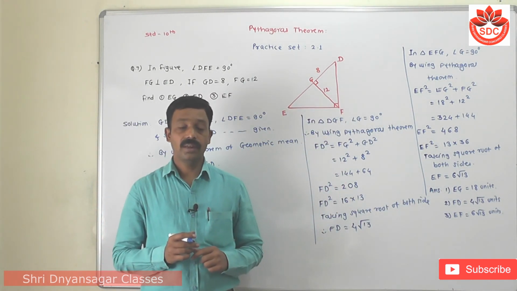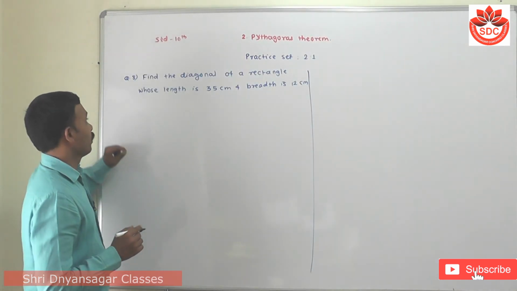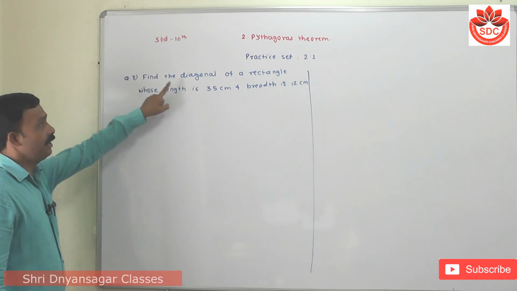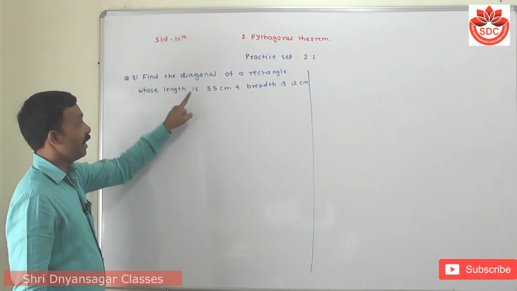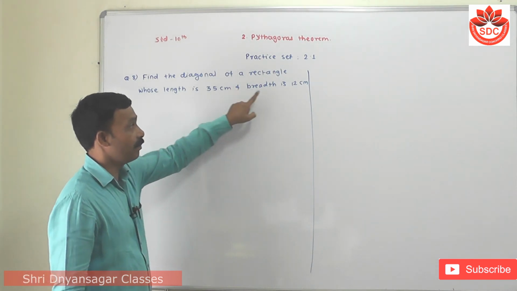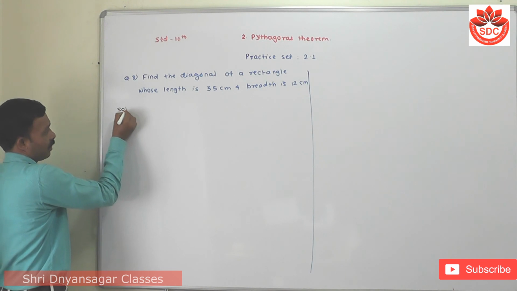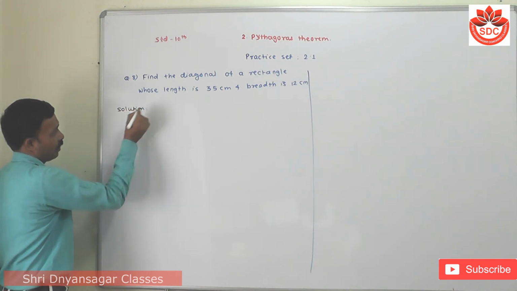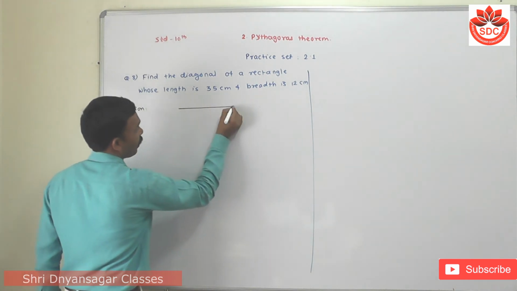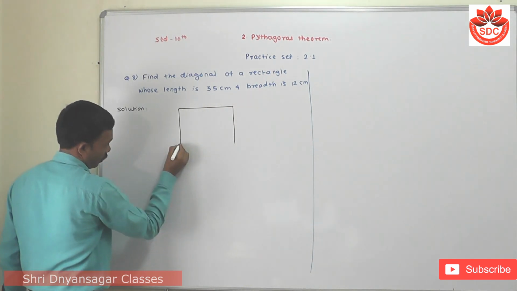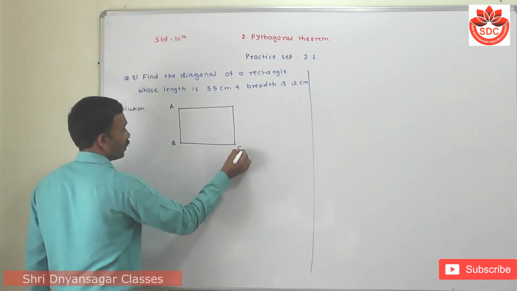Let's study the next question. Question number 8. Find the diagonals of the rectangle whose length is 35 cm and width is 12 cm. Students, for this I have taken its solution and drawn one rectangle. Take any vertices as you like. Suppose I have taken ABC.